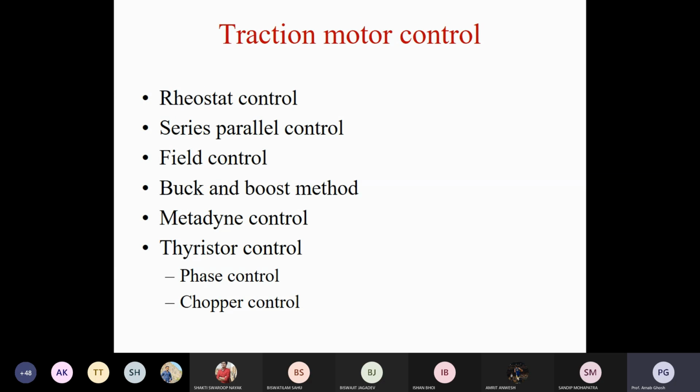I think metadyne was also available, maybe in the old machine lab of our institute, a very old machine lab. Basically, metadyne is now obsolete. It is a special type of machine. Then Sage motor, all are there. Those are examples of special machines. Okay, I am also telling about the Arno converter. These are all examples of special machines.